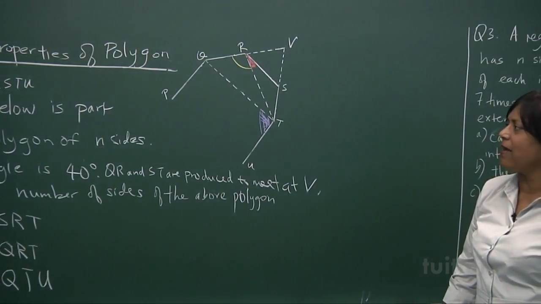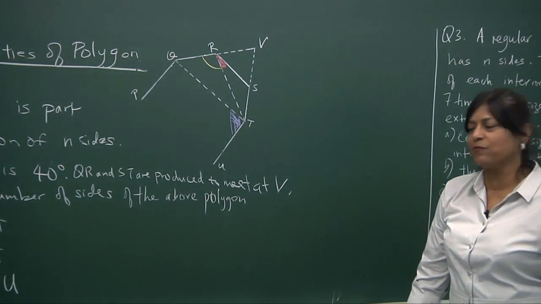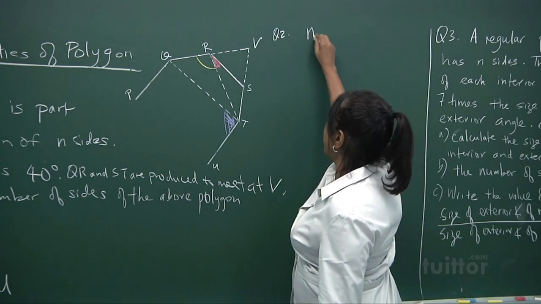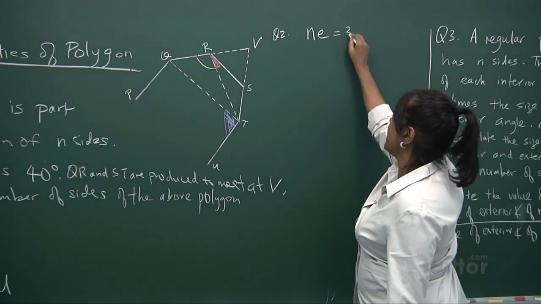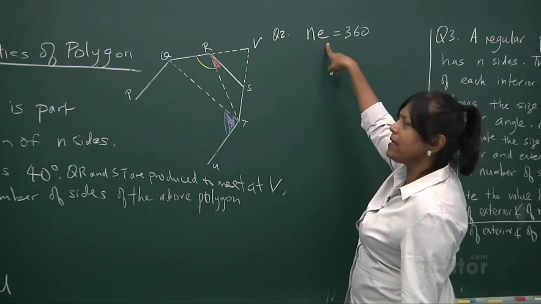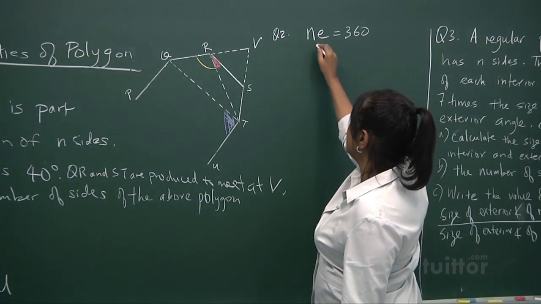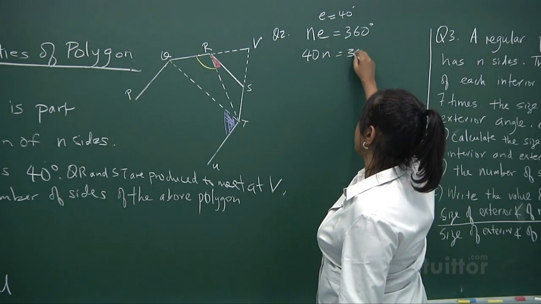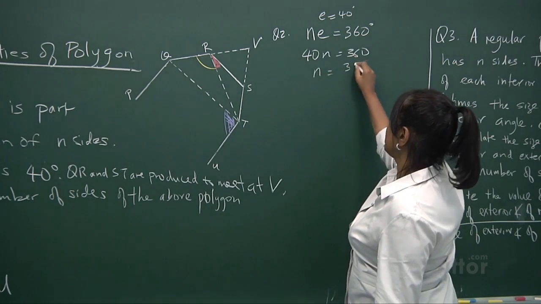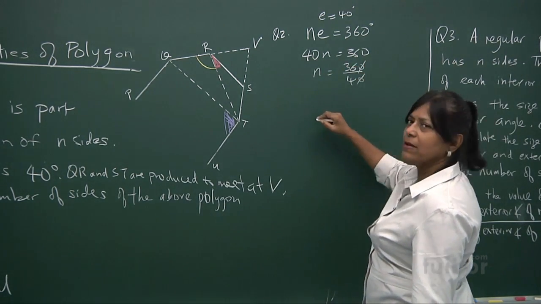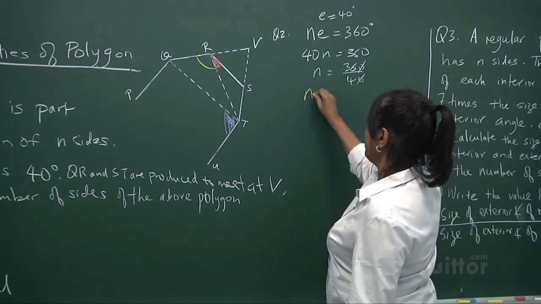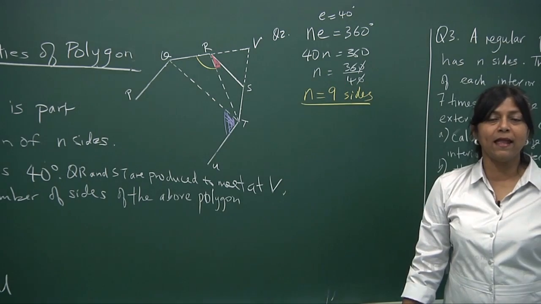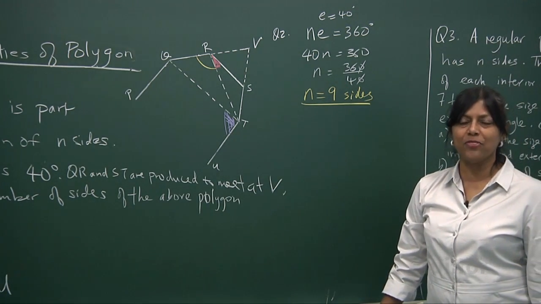Now, the polygon has n sides and the exterior angle is 40 degrees. We said earlier in question two that there are n exterior angles and the sum of these exterior angles is 360 degrees. The exterior angle E is 40 degrees, so 40n is 360. What is n going to be? 360 divided by 40, your n is 9 sides. Therefore, the polygon has 9 sides. It's a nonagon, N-O-N-A-G-O-N, a regular polygon with 9 sides.